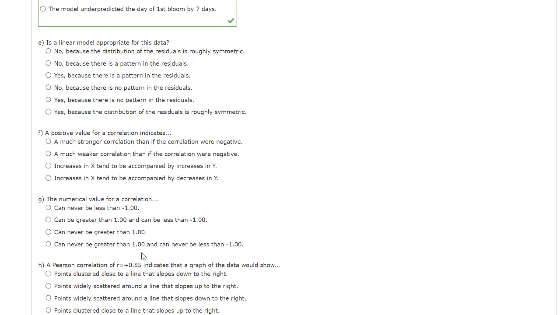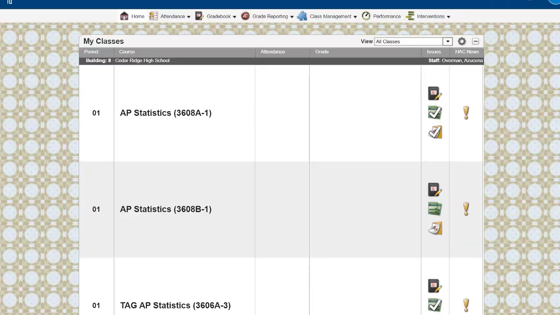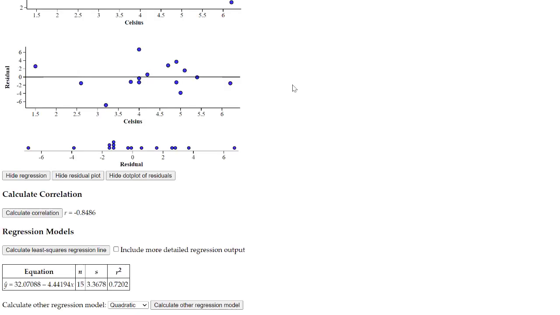Is a linear model appropriate for this data? So we'll go back to our stafflet. Oh, that's my gradebook. That's not my stafflet. Luckily, it didn't have anything on it. So let's go back to our stafflet and look at the pattern in the residuals.